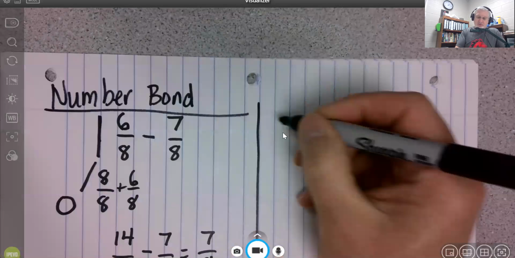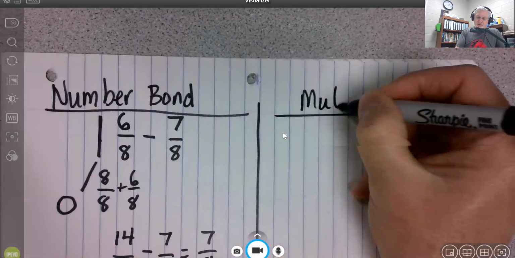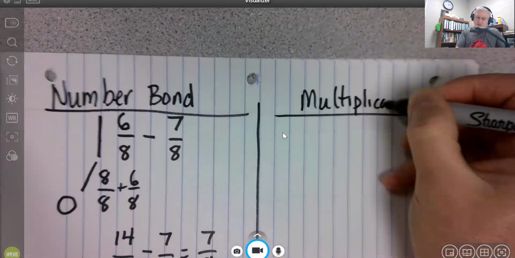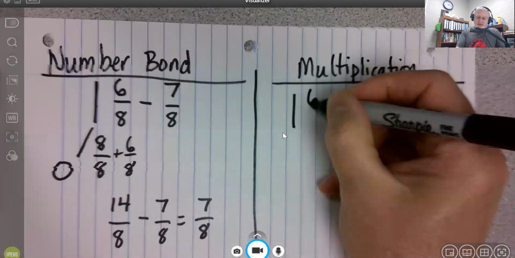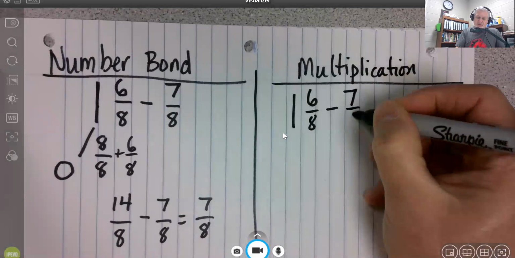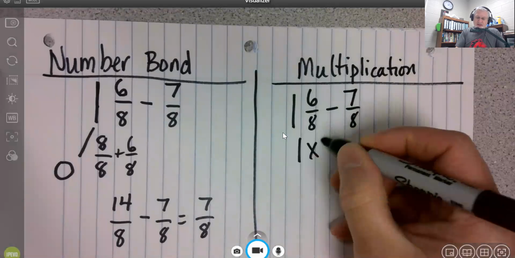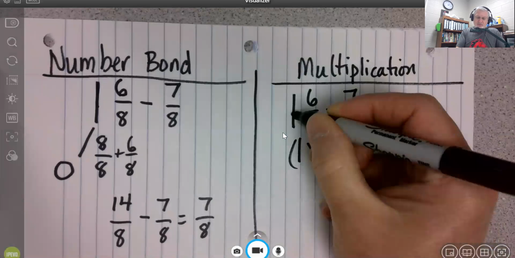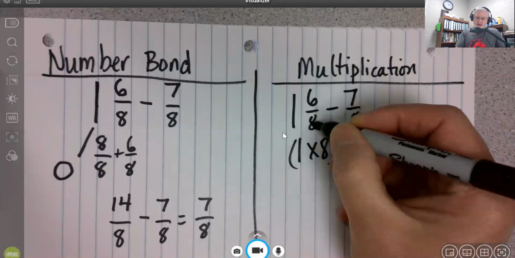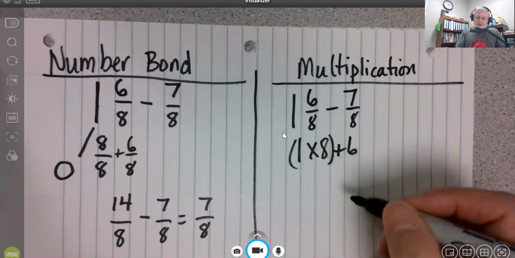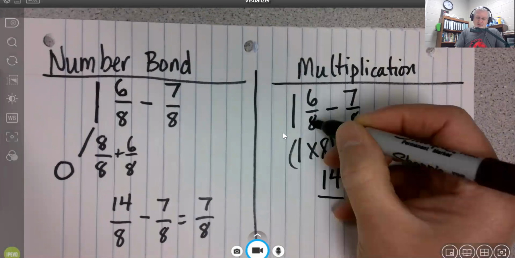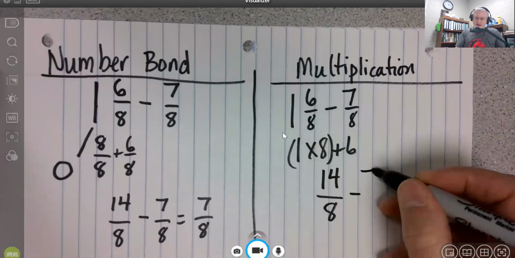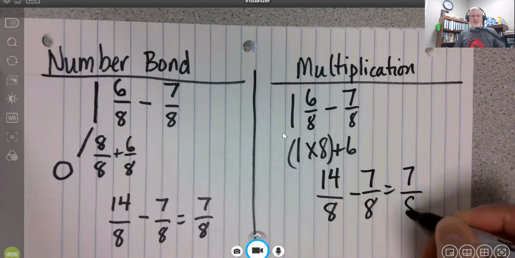And now I'm going to use multiplication. Okay, 1 and 6/8 minus 7/8. So I'm going to take 1 times 8 plus 6. So 1, my whole, times my denominator, plus my numerator. So 1 times 8 is 8, plus 6 is 14, all over my denominator, which is 8. And again, it's the same answer that I have using my number bond.